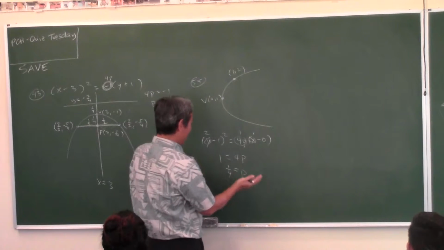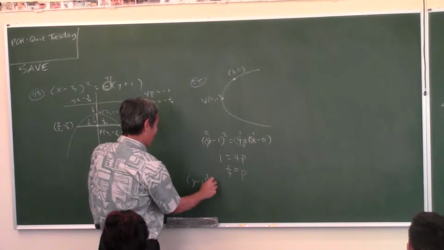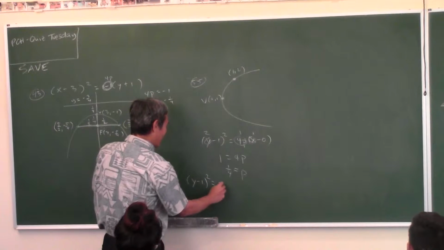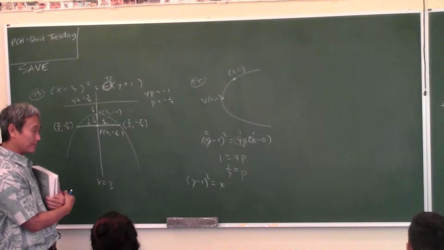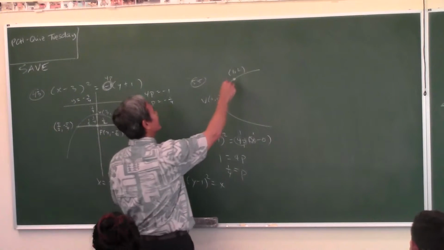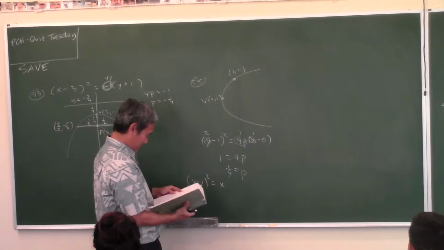But either way, it doesn't matter. So what's the final answer? y minus 1 squared is equal to 1 times x minus 0. There, that's the equation. Anytime they give you a graph with a point on it, you gotta plug it in, right?